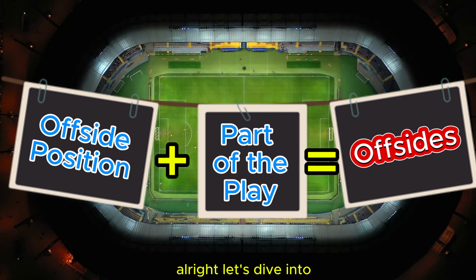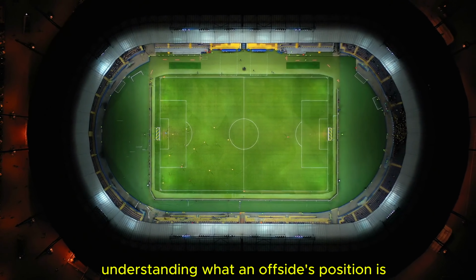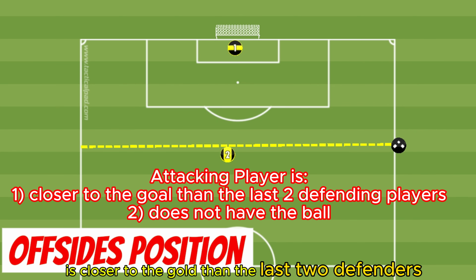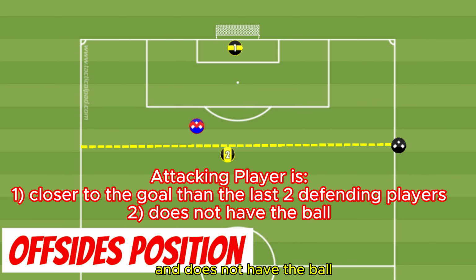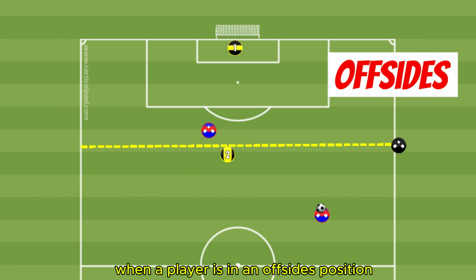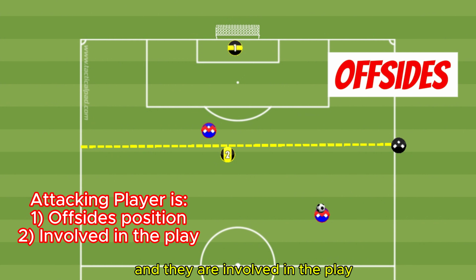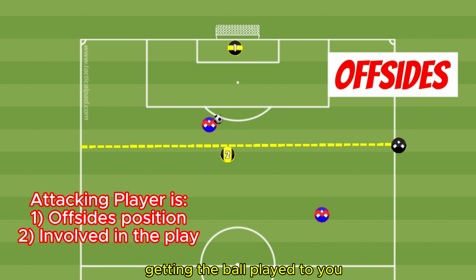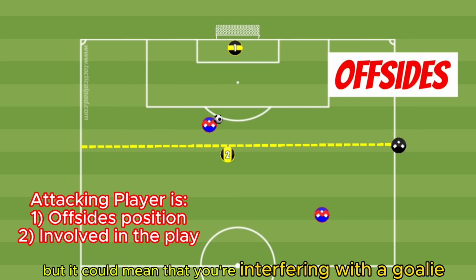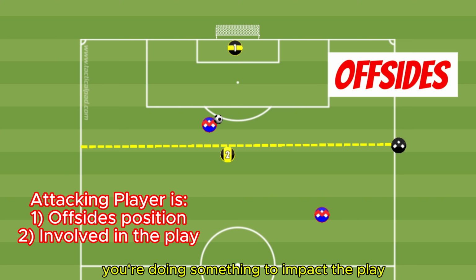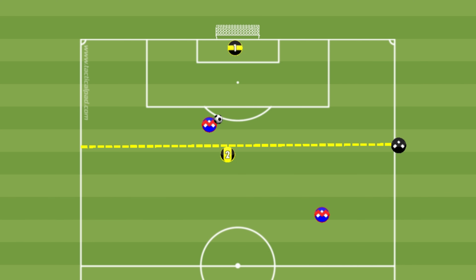Alright, let's dive into understanding what an offsides position is. An offsides position is defined when an attacker is closer to the goal than the last two defenders on the other team, and does not have the ball. Offsides occurs when a player is in an offsides position and they are involved in the play. Usually being involved in the play means getting the ball played to you. But it could mean that you're interfering with a goalie or a defender, or you're doing something to impact the play and gain an unfair advantage.